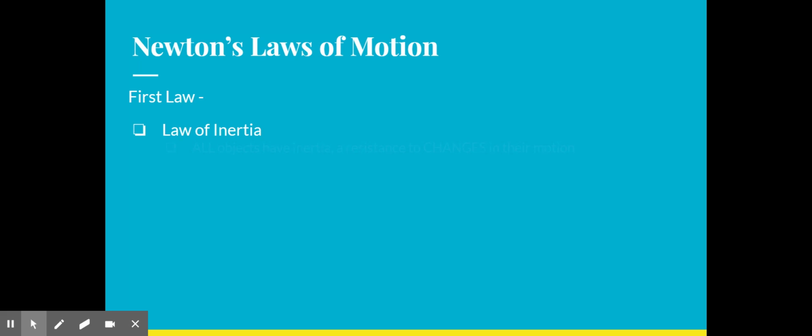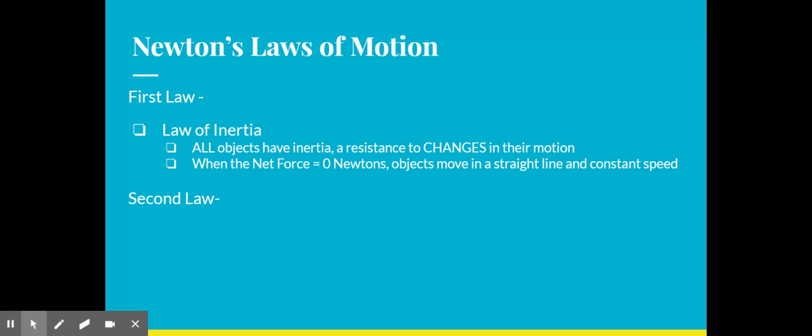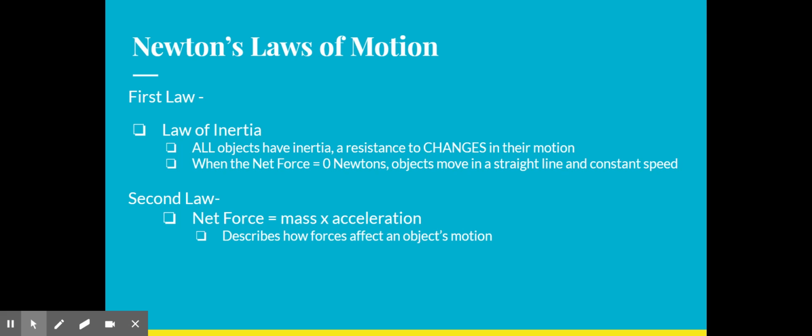So Newton's first law is really saying that objects have inertia, which is a resistance to changes in their motion. And when the net force is 0 newtons, so when the object's in equilibrium, they're going to move in a straight line at a constant speed. Newton's second law is net force is equal to mass times acceleration, F equals ma. And it describes how forces affect an object's motion. So a net force causes an object to accelerate, and that's going to change how it's moving. It's going to change either how fast it's moving or which direction it's moving.